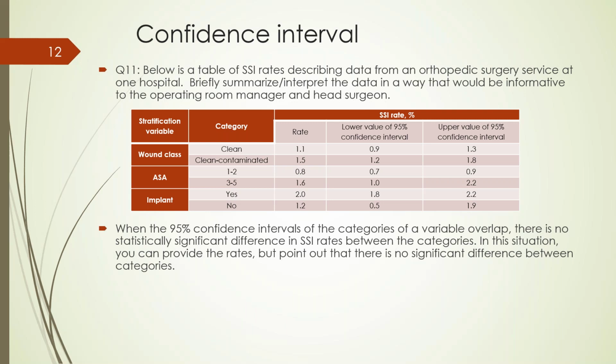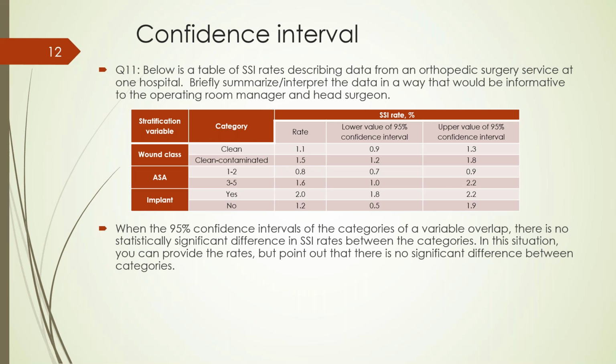However, when you look at the ASA, the patients in categories 1 to 2, their rate is 0.8. The confidence interval around 0.8 is 0.7 to 0.9. And then for the patients in category 3 to 5, ASA scores 3 to 5, their SSI rate is 1.6. The confidence interval around that 1.6 goes from 1.0 to 2.2. And in this case, because 0.9 is actually smaller than 1.0, we can say that the SSI rates in these two categories are statistically different.